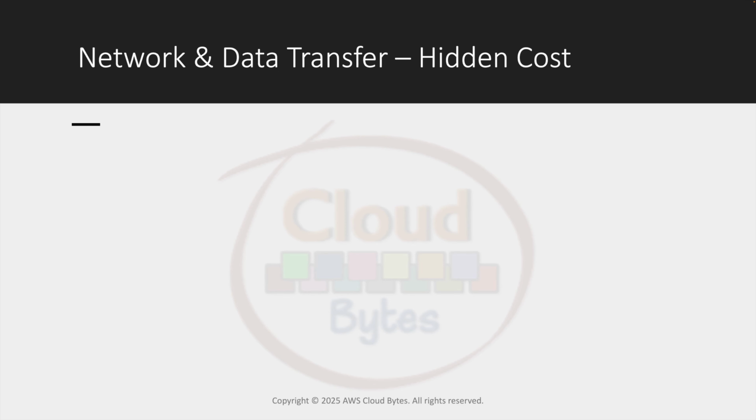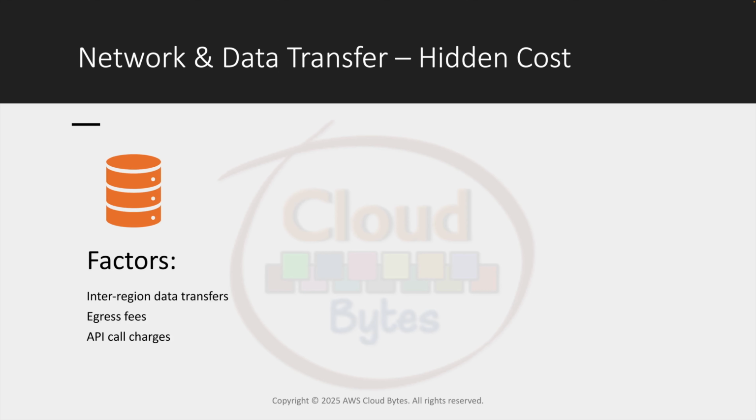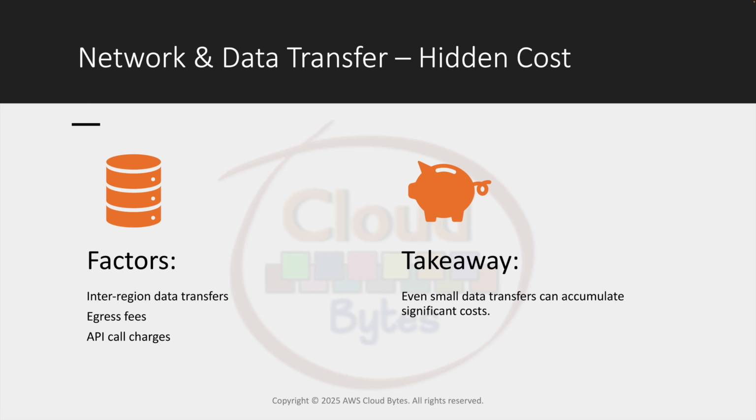Let's look into network and data transfer, another hidden cost. There are factors and there are takeaways. One of the factors that contributes to your network transfer, which is generally ignored by the engineering team, is inter-region data transfer, because these are not very visible. If you have data transfer happening and you are unaware of it, you can get surprised by the bill if you haven't set up an alarm or a budget to get notified before it happens, based on forecasting.